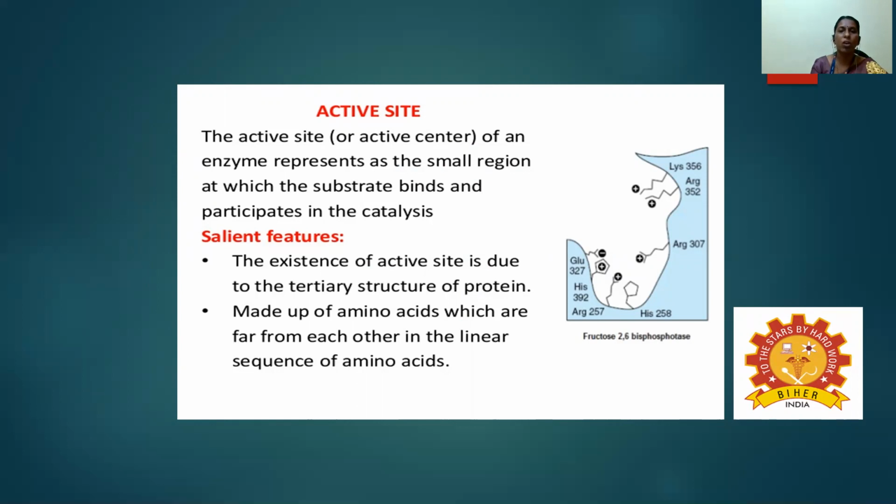So the active site, or active center, of an enzyme represents the smaller region at which the substrate binds and participates in catalysis. What is the salient feature? The existence of an active site is due to what? The tertiary structure of proteins, made up of amino acids which are far from each other in the linear sequence of amino acids. Okay, so the linear sequence of amino acids proceeds.